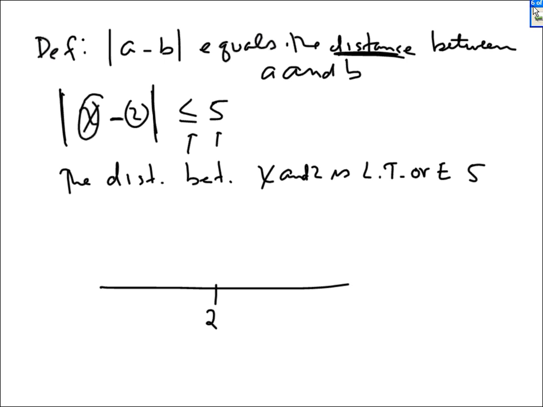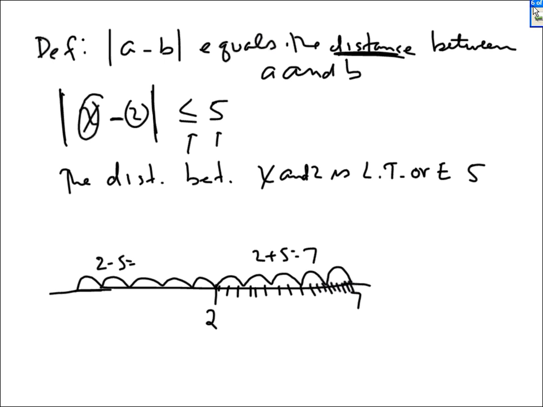Well, here's 2. So the question is, where can x be? The distance between x and 2 has to be less than or equal to 5: 1, 2, 3, 4, 5. If you add 2 and 5, you're at 7. That means it has to be 7 or less, down to 2. But you know what? X can be on the other side, as long as it's not more than 5 away: 1, 2, 3, 4, 5.